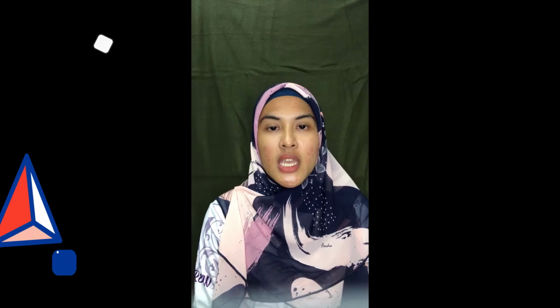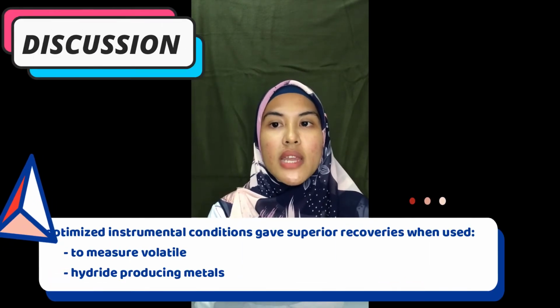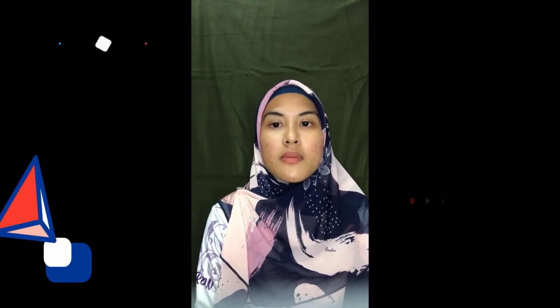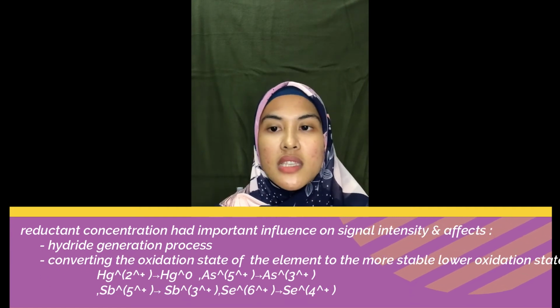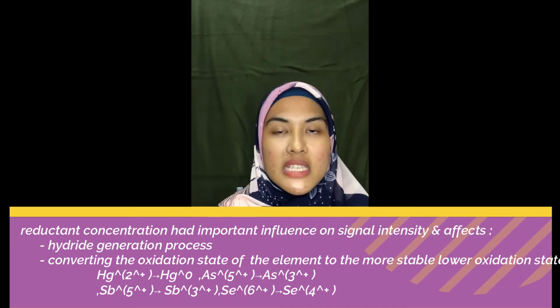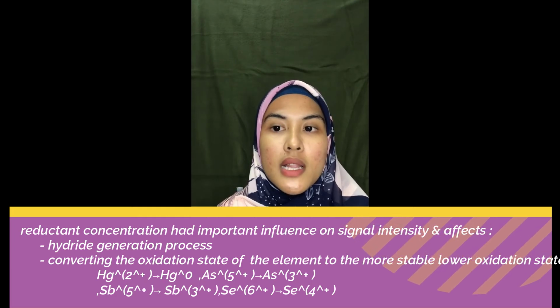From the discussion, we get that optimized instrumental condition was superior in recovering volatile and also hydride producing metal. Reductant concentration had important influence on signal intensity because it can affect hydride generation process and also can convert oxidation state to the lower oxidation state, which can make the element more stable. For example, mercury 2 plus to mercury 0, which is the stable vapor.